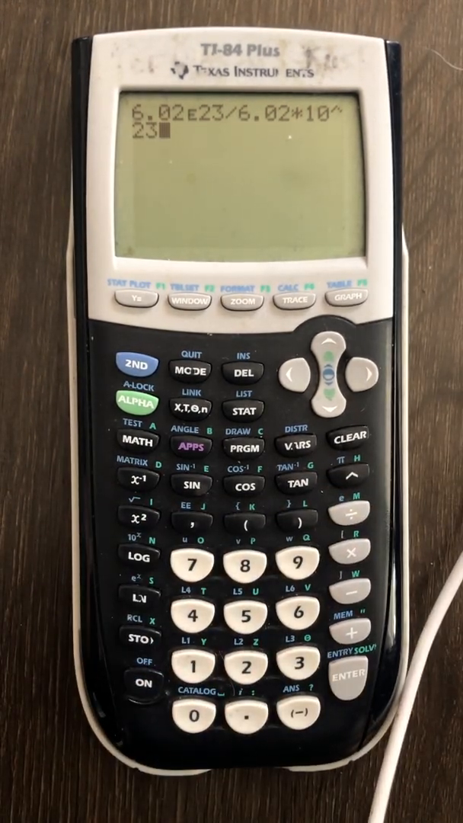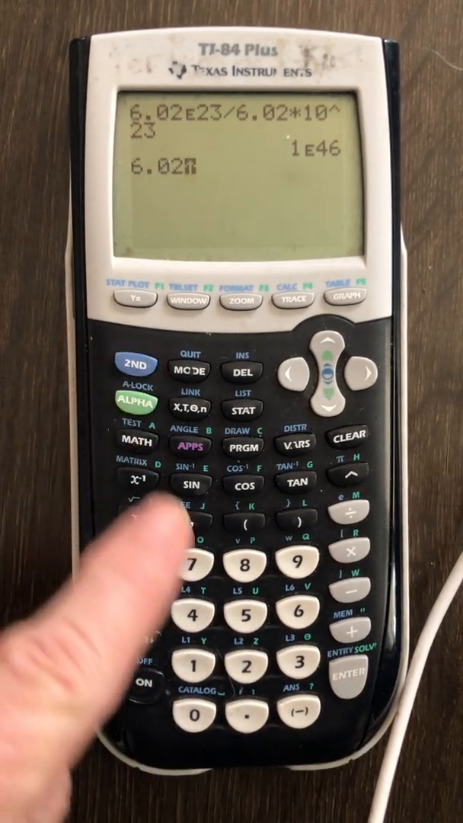Now, aren't those supposed to mean the same thing? So shouldn't 6.02 E23 divided by 6.02 times 10 to the 23 be 1? Aren't they the same value? It just came up with 1 times E to the 46. Now, let me show you what happens if you do it properly.